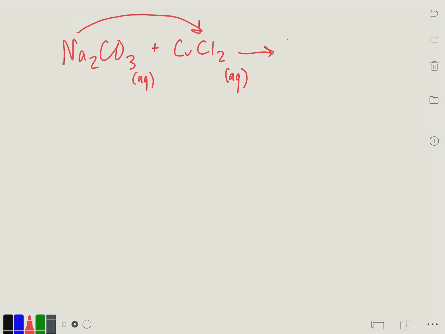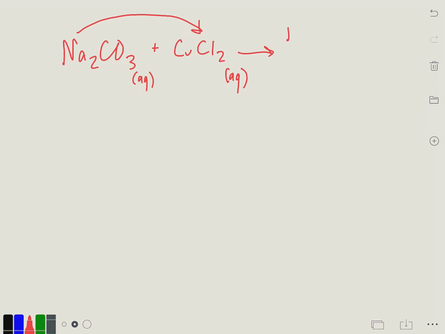Let's write an equation for a precipitation reaction for Na2CO3, sodium carbonate, and copper chloride. They have to start off aqueous or else we wouldn't have any mixing happening. What are the possible products that we're going to get here? Possibly we're going to switch partners and get Na paired with Cl.